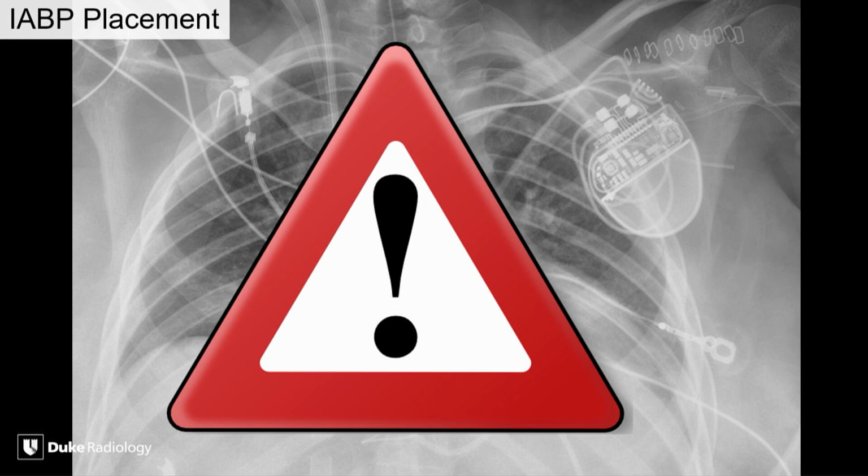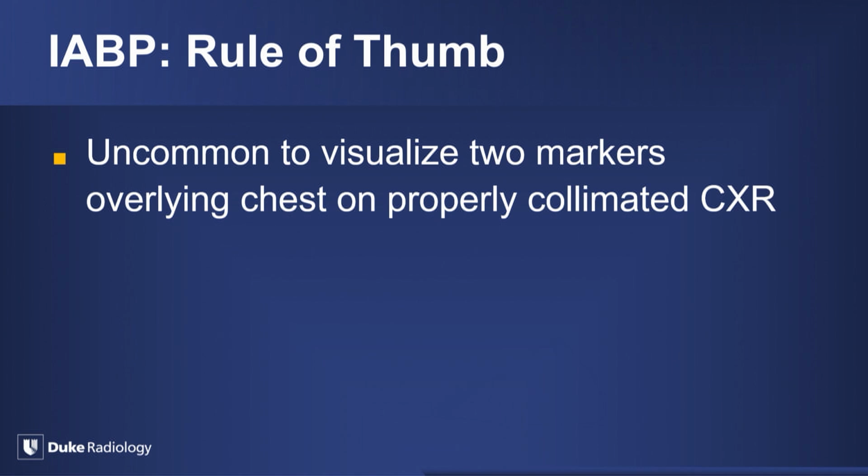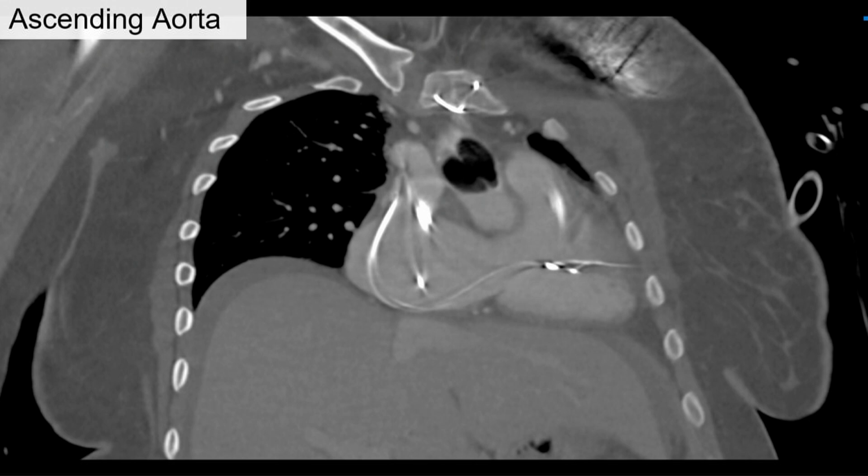And this is a sort of caution, all right? So one of my rules of thumb that I teach is that when you're assessing these balloon pump devices, the ones that have 2 markers at least, it's very uncommon in normal situations to visualize both markers overlying the chest on a properly collimated chest radiograph. Now, if they included most of the abdomen, you might see both. But on a properly collimated chest radiograph, you really shouldn't see both markers, and when you do, that's a clue to a malposition. And in this case, that's because a portion of the catheter is in the ascending aorta.